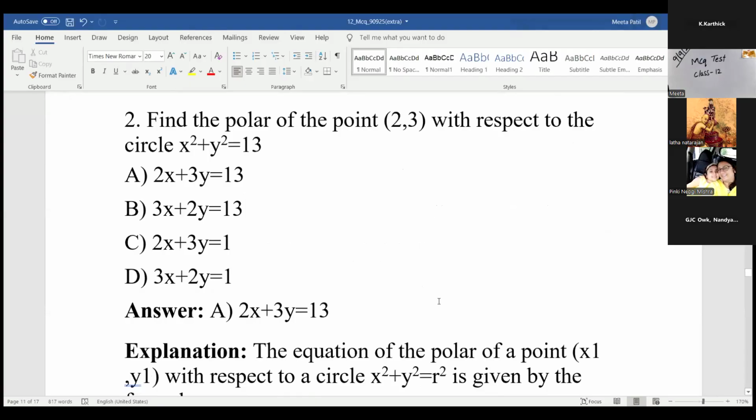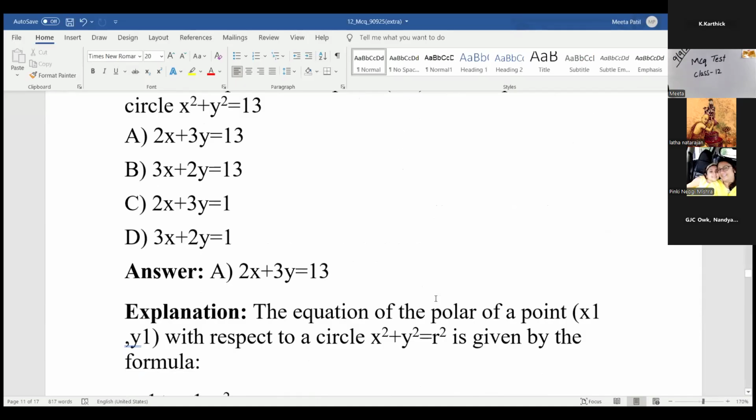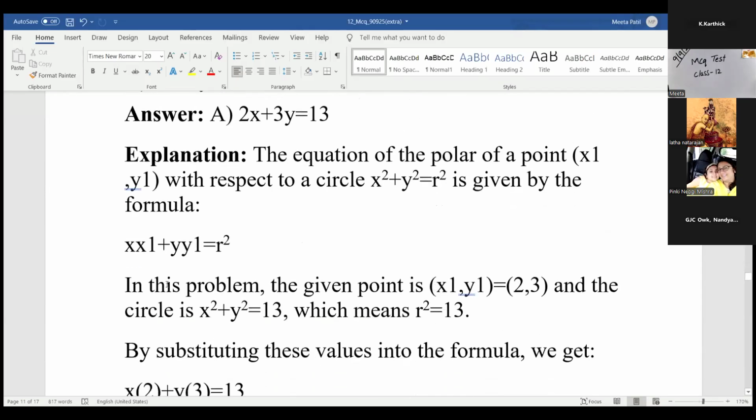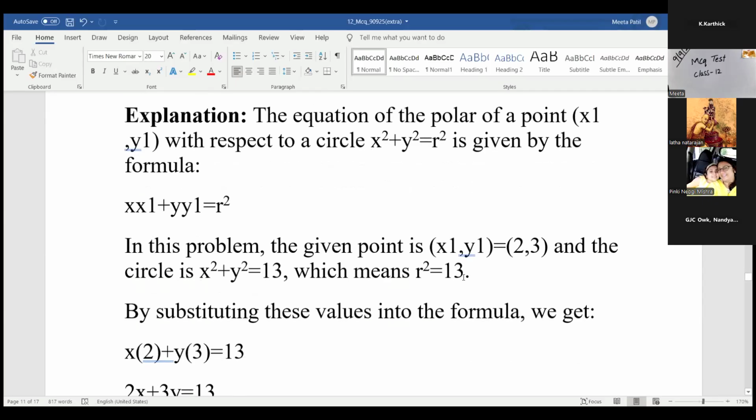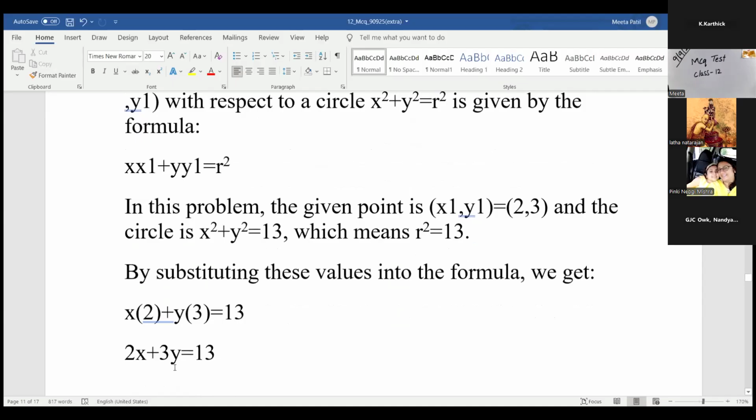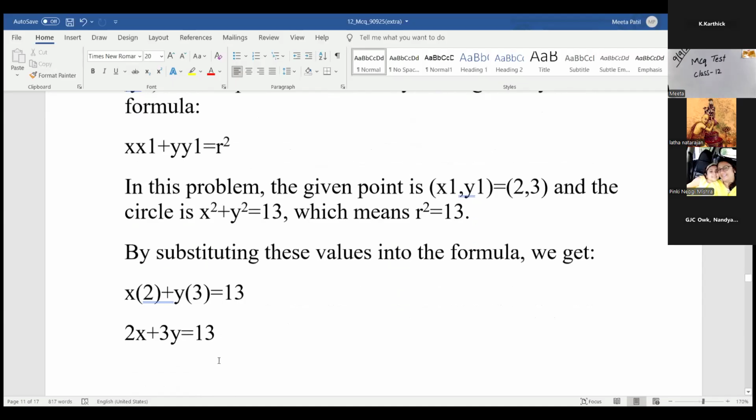Similarly, you will have the second question. Find the polar of the point (2, 3) with respect to the circle x square plus y square is equal to 13. For that one, what are you doing here? We know the general formula, that is x square plus y square is equal to r square. We rewrite that as x into x1 plus y into y1 is equal to r square. So put the values of the point x1, y1, that is (2, 3), in the equation. You are going to get r square is equal to 13. Again, replace the value of r square as 13, and you will get the equation as 2x plus 3y is equal to 13.